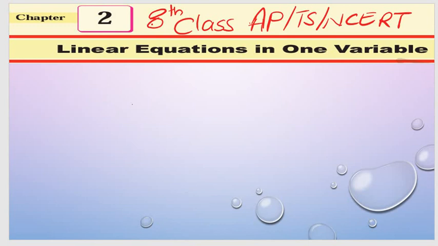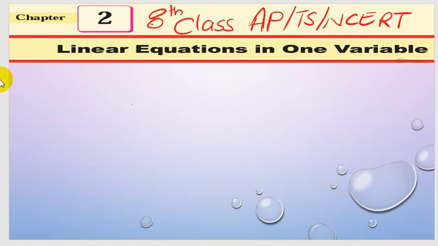So today we are going to discuss chapter 2 of 8th class APTS and NCERT board, which is nothing but linear equation in one variable. Already in your 7th class you have learnt about simple equations, right? In that chapter, we discussed how to transpose and how to simplify the equations. In this chapter we are going to learn about linear equations in one variable.